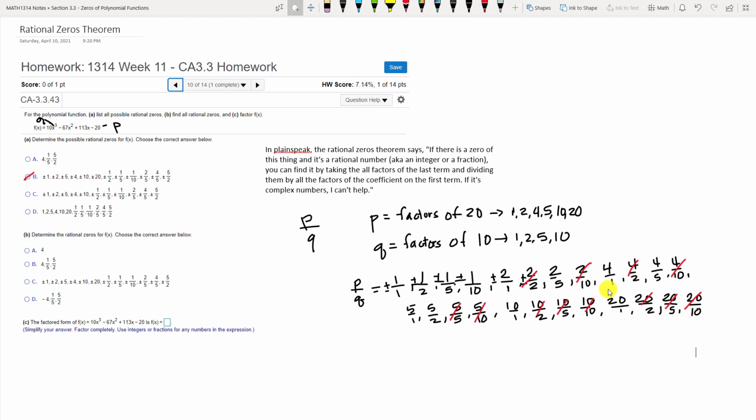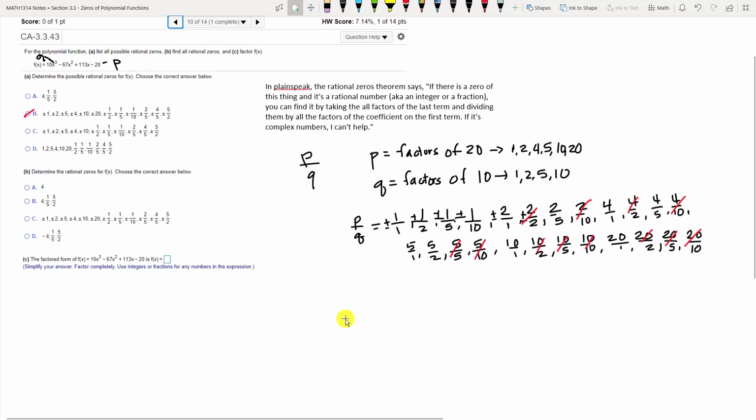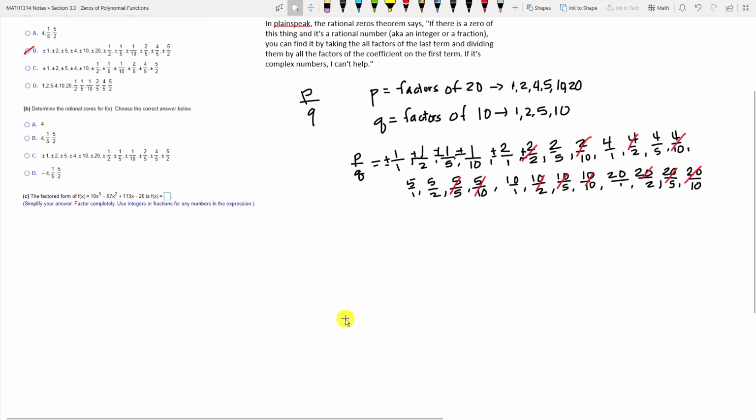If you thought that was hard enough, I hate to tell you it's going to get a little bit harder, because now we have to do trial and error with all of these possible numbers to find one that works. The way we find one that works is that we start with the very first one, plus or minus 1. Let's start out with positive 1 and see if it works when we do synthetic division.